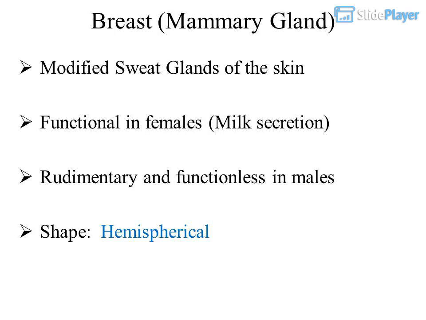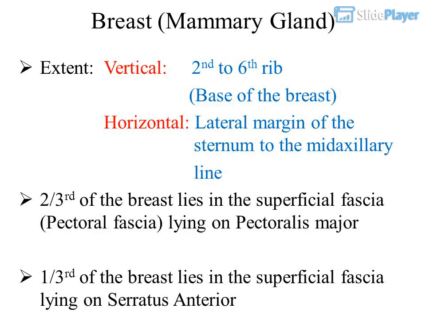Breast, mammary gland. Modified sweat glands of the skin. Functional in females, milk secretion. Rudimentary and functionless in males. Shape: hemispherical. Extent: vertical, 2nd to 6th rib.